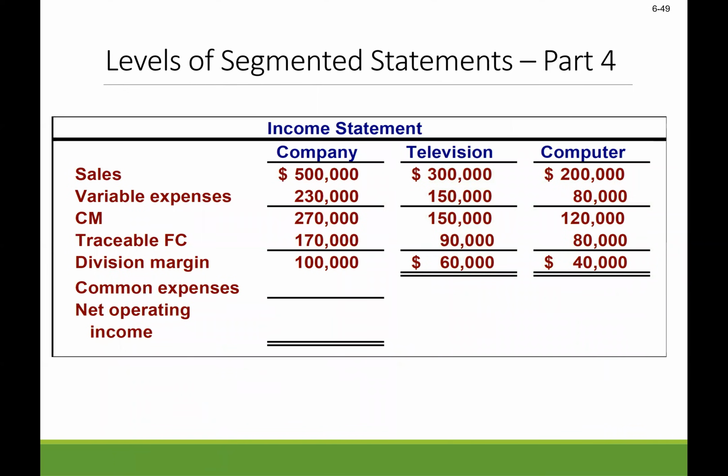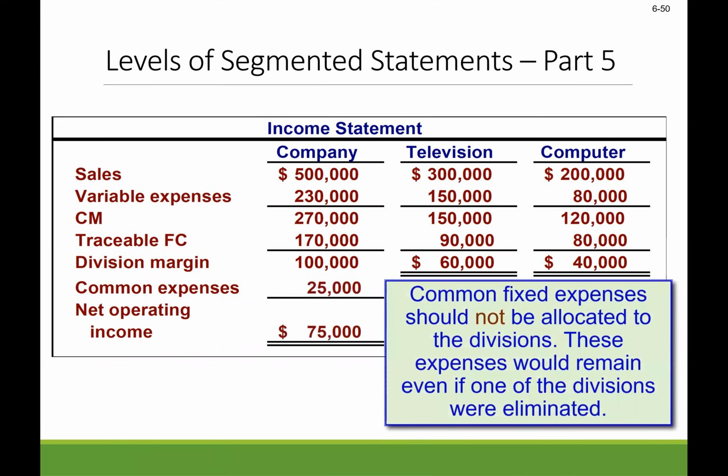Now, we've got the whole company, and then we have the divisions broken out. There are common fixed expenses that really shouldn't be allotted to these various divisions. These expenses are going to remain even if they eliminate a division. Therefore, they shouldn't allocate those to each of the individual divisions.